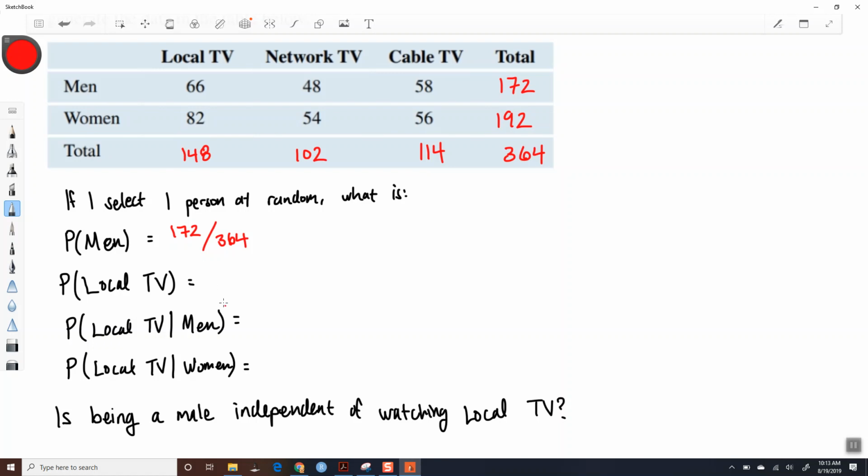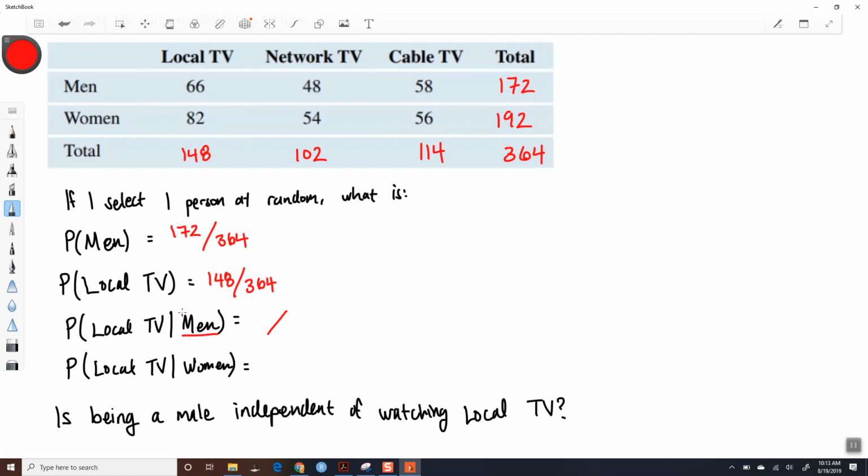Okay, local TV, we got 148. We're looking at the column total, 148 divided by 364, okay? All right, local TV given men. So what goes in the numerator? Or let's start off with the denominator. What will go in the denominator? So the given part goes in the denominator, okay? The given part goes in the denominator.